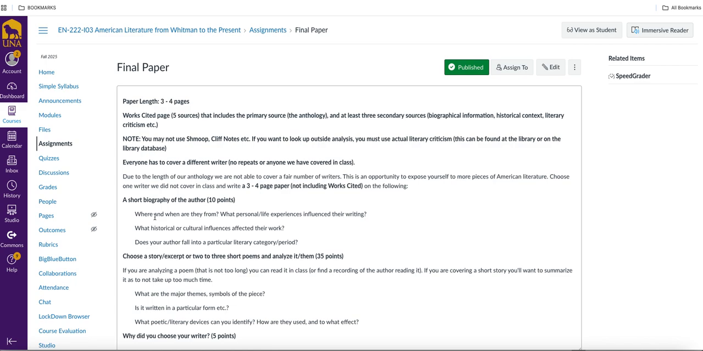And 3 secondary sources. If you're looking up biographical information, historical context, literary criticism, etc., you may not use Schmoop, Cliff Notes, or any of those sources for your analysis. If you want to look into literary criticism, you can find things in the library or the library database. Remember, Wikipedia is not reliable. Don't use Wikipedia, but you can follow the footnotes on Wikipedia and find that information as a hint.